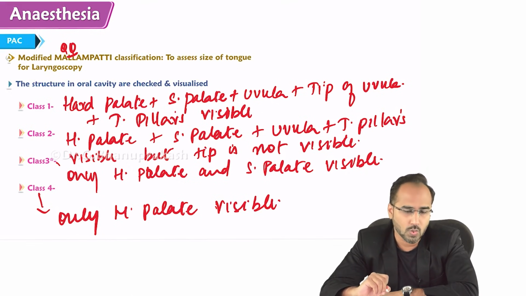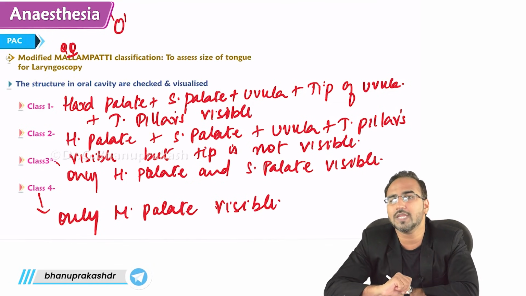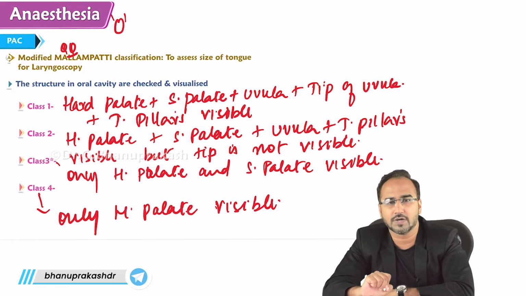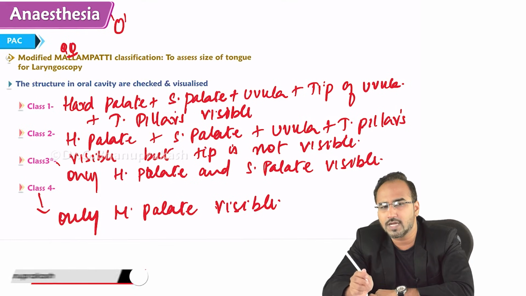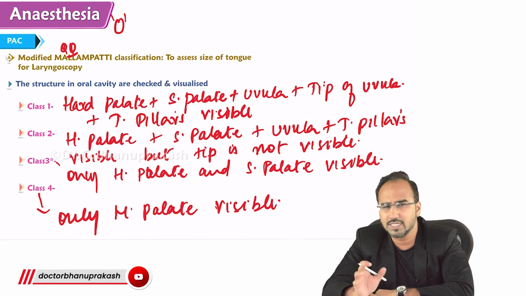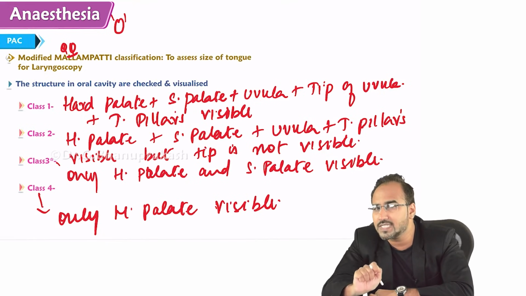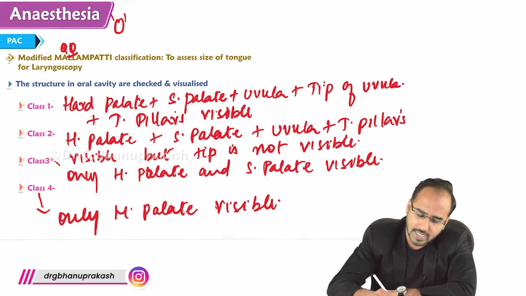Class 0. Class 0 meaning what? Last patient comes to your clinic, you tell the patient to open his mouth. As he is opening his mouth, you are able to see the hard palate, soft palate, uvula, tip of uvula, tonsillar pillars. What comes to your mind? Class 1. But with all class 1 structures, if you are able to see the tip of epiglottis, it is class 0. Class 0 means what, guys?